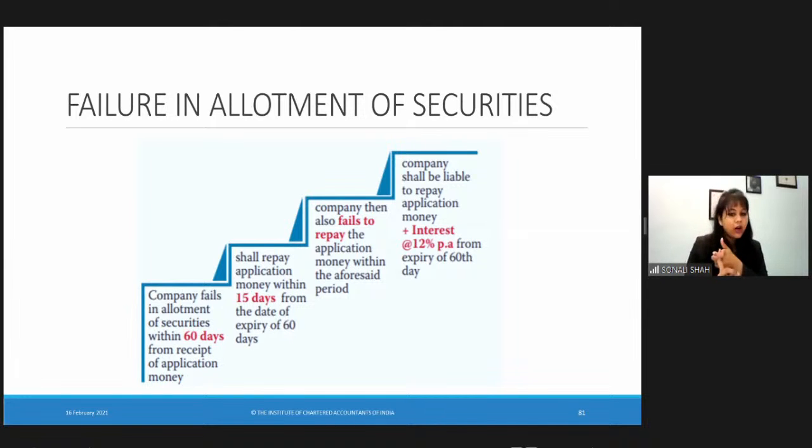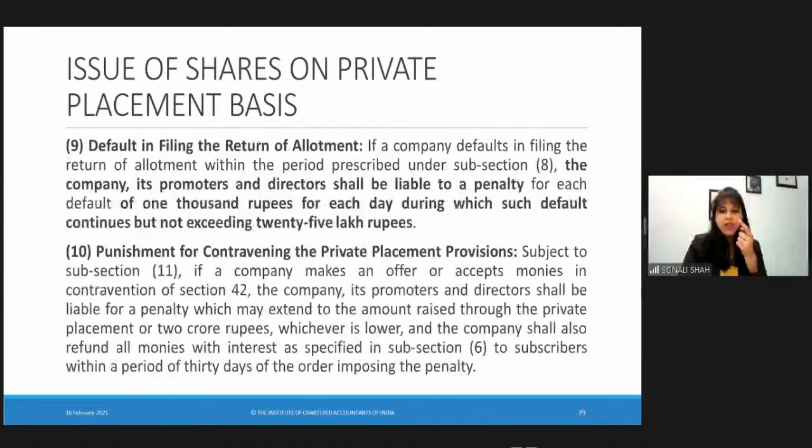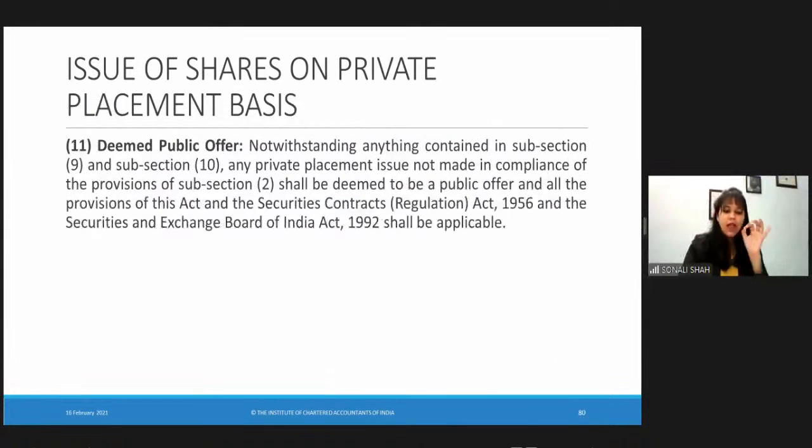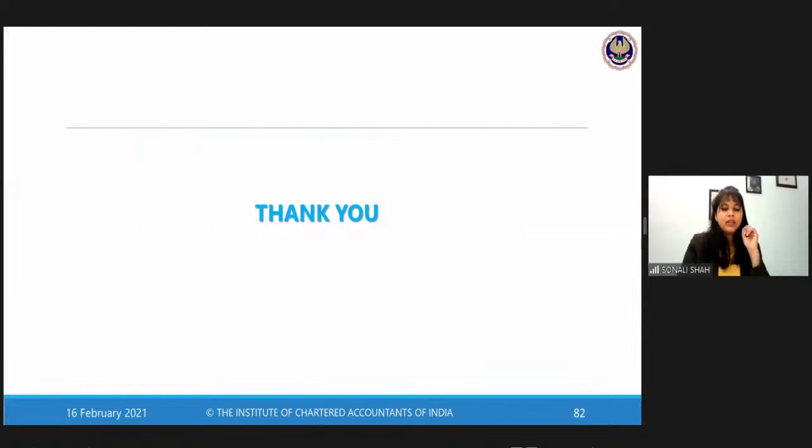If the securities are not allotted within 60 days from receipt of application money, the money has to be refunded within 15 days from the date of expiry of 60 days. If the money is not paid, interest at the rate of 12% is applicable from the expiry of the 60th day. And this is in totality the concept of private placement. Is this clear?